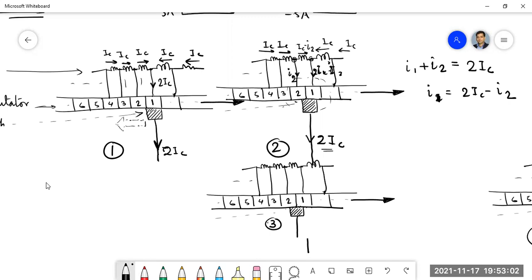Now in the third instant, what will happen? The same thing. Everywhere we'll get IC, here also IC. But what about these two branch currents? What about this I2 and I1? Let me discuss the first case. What are the values of I1 and I2? What do you think? Which component is more, I2 or I1?